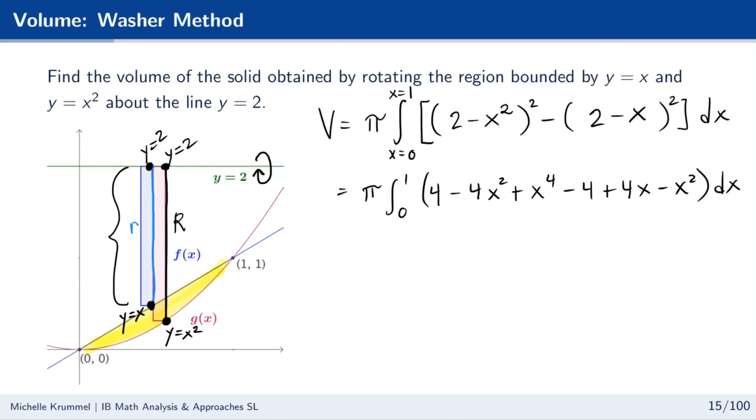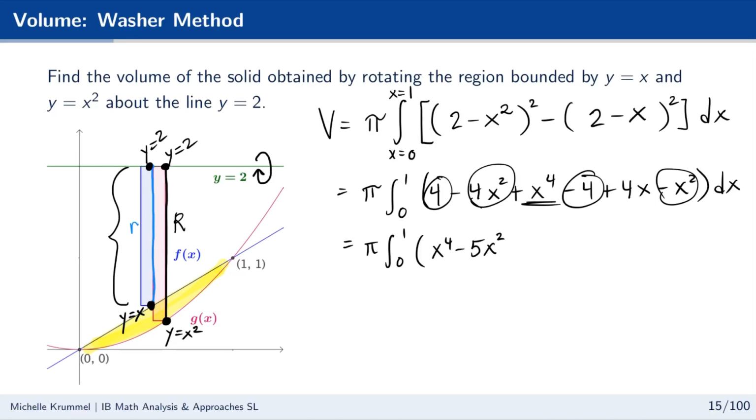I have some like terms that I can combine. We've got a minus 4x squared and a minus x squared. That's going to be minus 5x squared. I've got this x to the 4th, minus 5x squared. I've got 4 minus 4, so that's 0. And then just plus 4x, it looks like, dx.